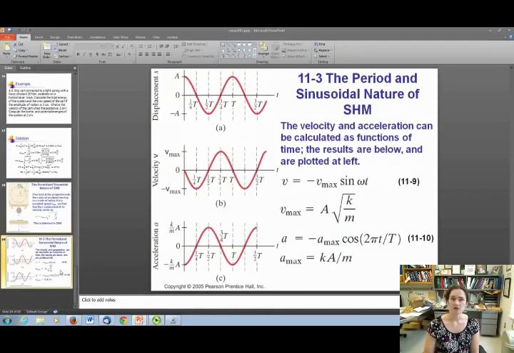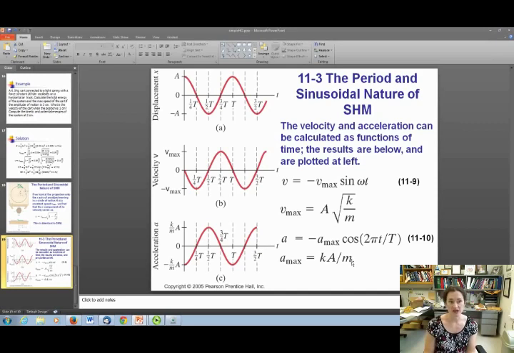Now finally, we know that the acceleration is equal to minus k over m times our displacement x. And we know that x is equal to a cosine omega t. So that means that my acceleration has to be also proportional to a cosine function. And in fact it is. The acceleration is minus a max times cosine of 2 pi t over the period. And a max is equal to k over m times a. So you can see that the acceleration and the position are both cosine functions. The constants that are out front multiplying the cosine function are different, but the cosine function itself is the same.